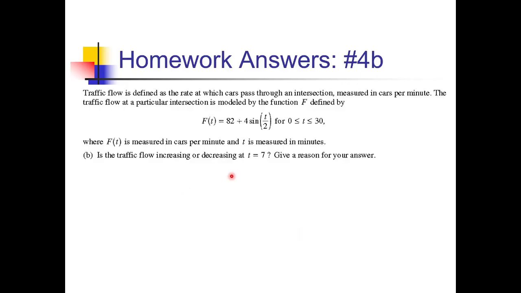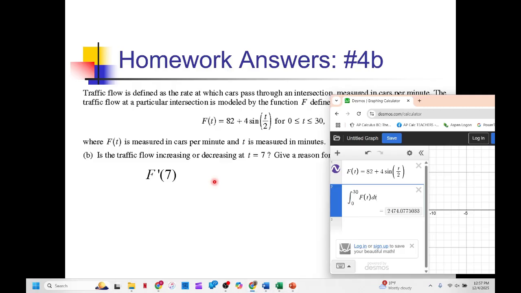For part B, they want to know if the traffic flow is increasing or decreasing at time 7 with a reason. So to see increasing or decreasing, we just need to look at what the derivative of f is doing at time 7. So we just need to find f prime of 7 and figure out if that's positive or negative. So going back to Desmos, we can get rid of this integral here.